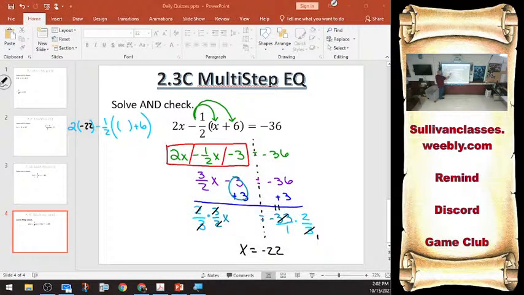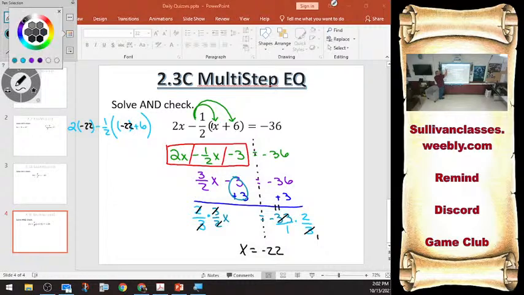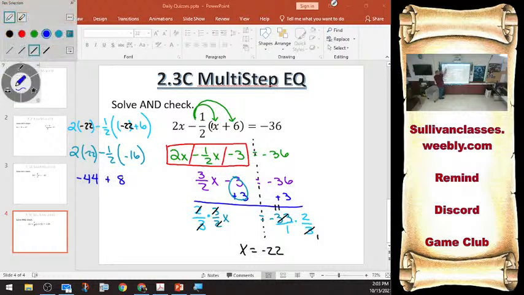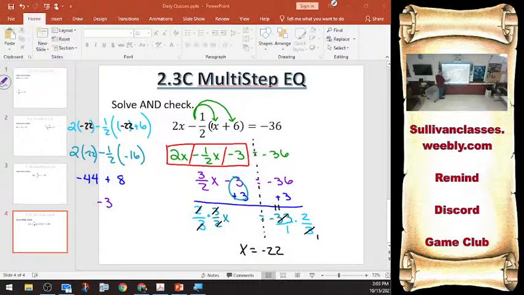So negative 22 goes here and here. Negative 22 plus 6 is a negative, I can't think, 16? 2 by negative 22. Okay, if I multiply and I multiply, we get negative 44. Negative 1/2 and negative 16 is plus 8. Negative 44 plus 8 is negative 36.